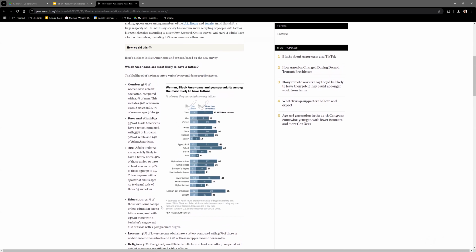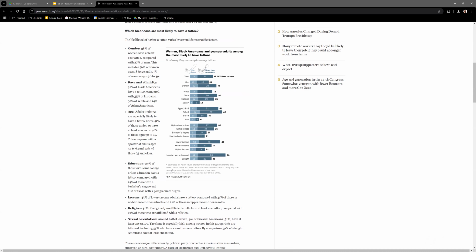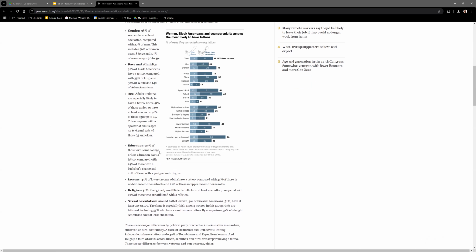Now, these first few, if you look at them, which category do they belong in? If you said demographics, that's right. Things like age, race and ethnicity, gender, all of those are going to be demographic markers, and education as well. Now, sometimes education is psychographic too, but income, religion, sexual orientation, those things are going to be more in the psychographic category.